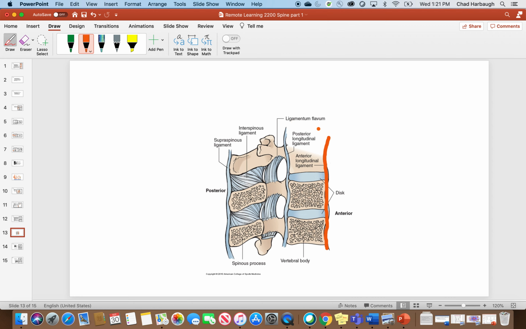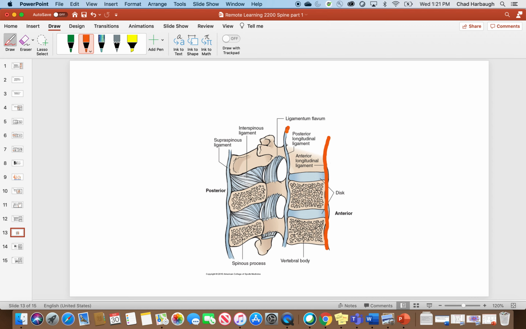Its main job is to primarily stabilize the spine, and it limits hyperextension of the vertebral column. And hyperextension would protect these intervertebral discs.